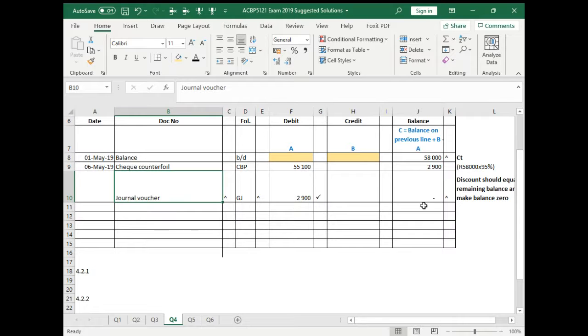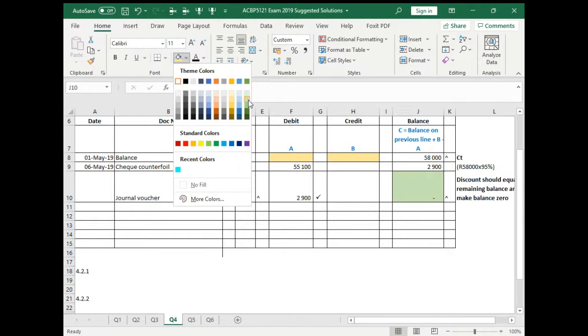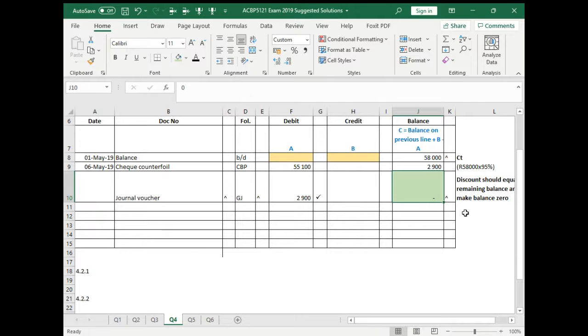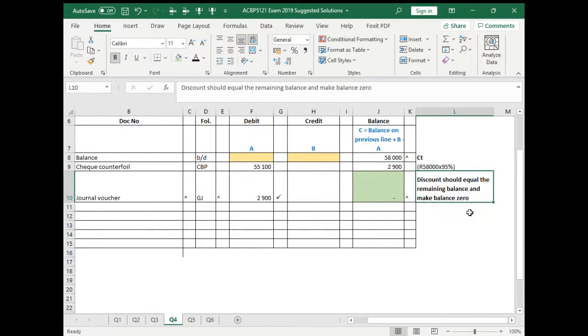Now, once I've captured the discount, my balance here should be 0. Okay? Because we have paid that account in full. Okay, so that's how you are sure that you've captured the discount for that transaction. Okay, because they tell you they've paid the full amount. Okay, so that's the first thing you have to see.